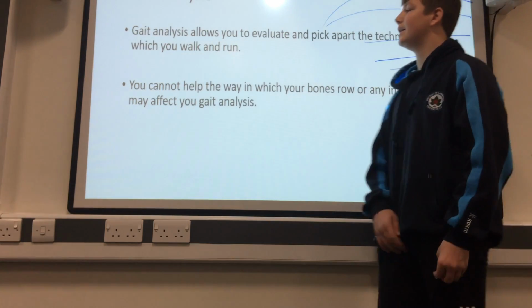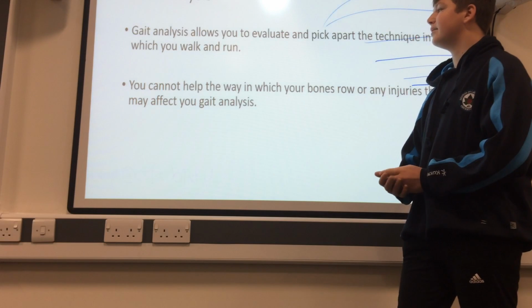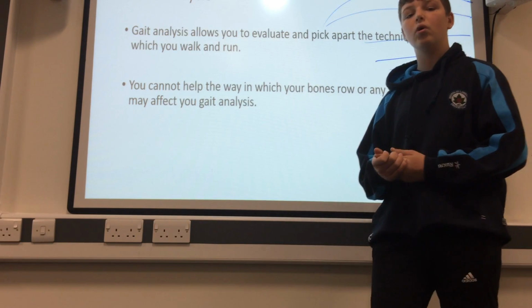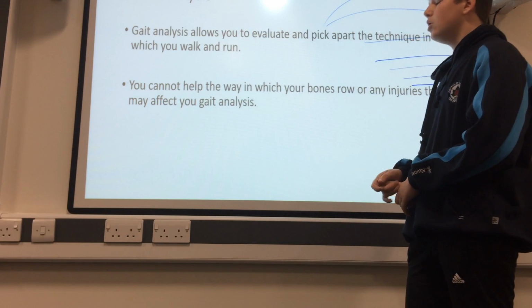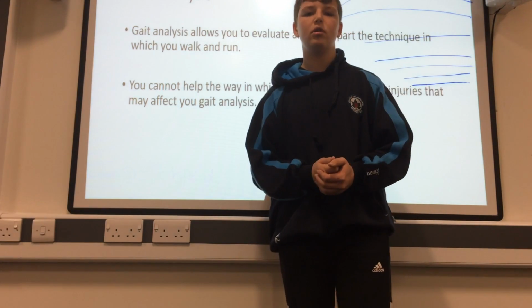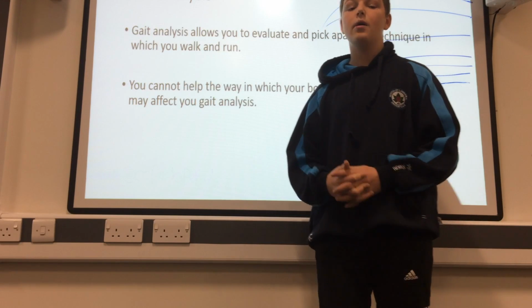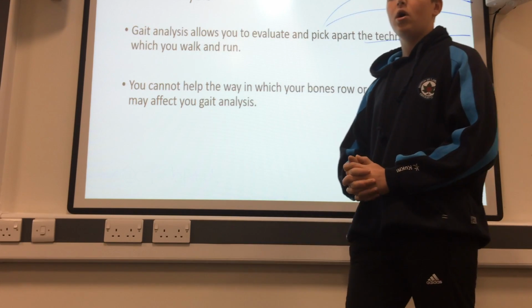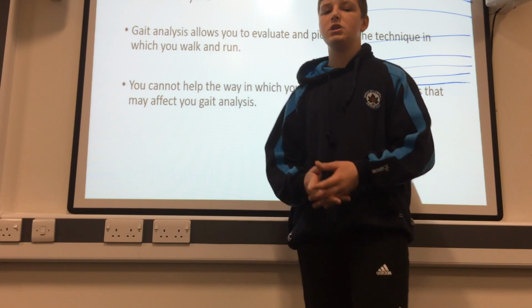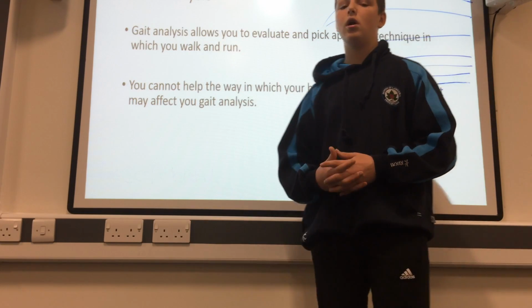Now I'm going to go through gait analysis. Now, gait analysis basically allows you to pick out and assess your walking and running. Now, you cannot help the way in which you run and walk. Say, if you have a medical condition, such as you've got bow legs, you can't help the way that you run and walk, although it could cause injuries when you're running. For example, as I've already said, the cartilage in your knee could be grinding, as there's not a lot left.